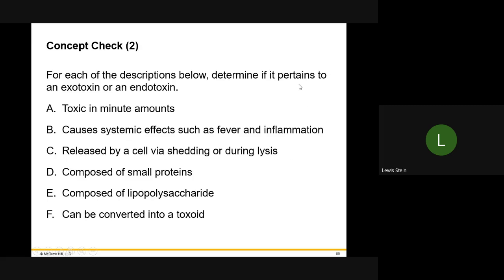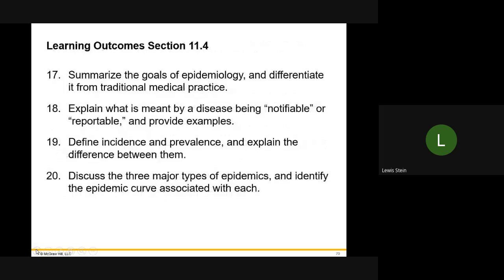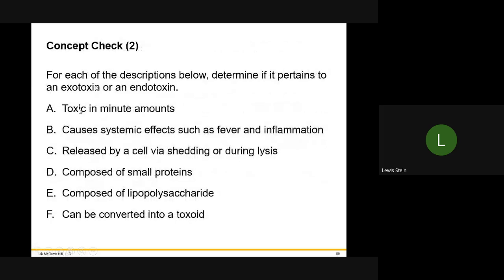The question is, we go more into toxins. I reiterate this: toxic in small amounts, systemic effects sometimes. We'll look at all of these things, what they are. They're giving you this laundry list about concepts, but we'll get to those very shortly. To me, in small amounts is a measure of infectious disease. The systemic effects is typically an endotoxin.